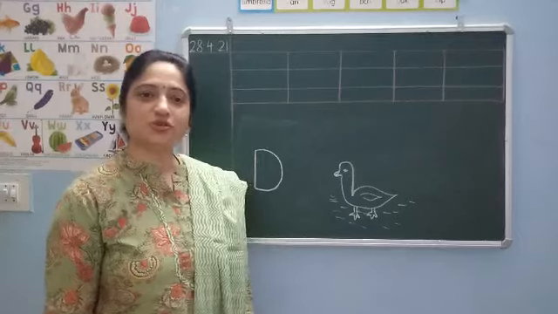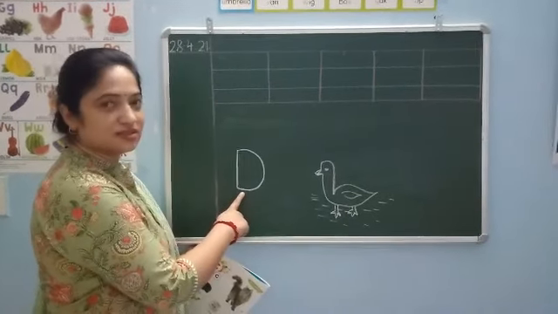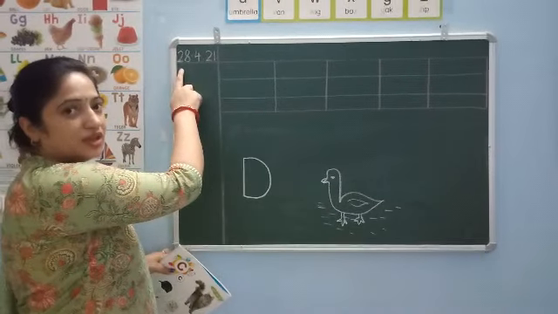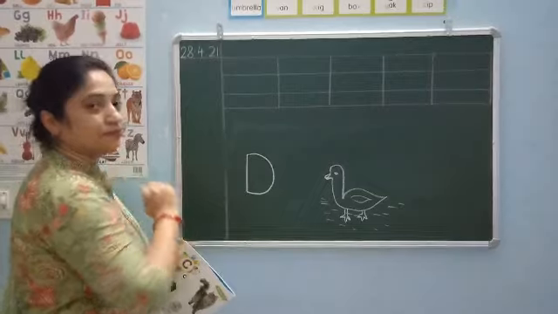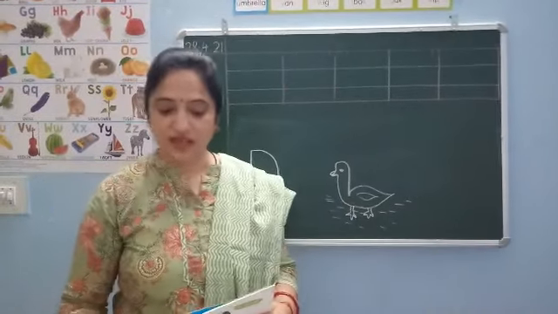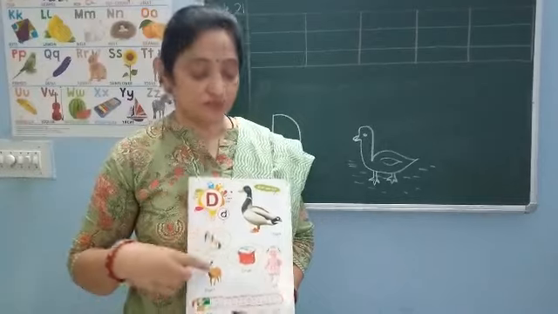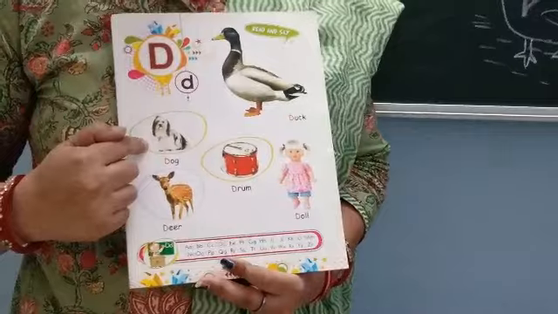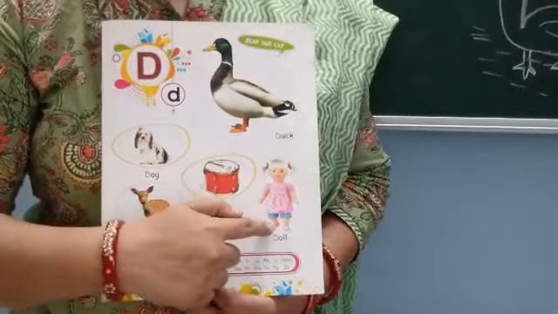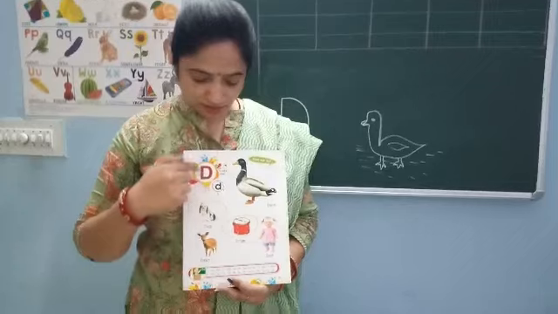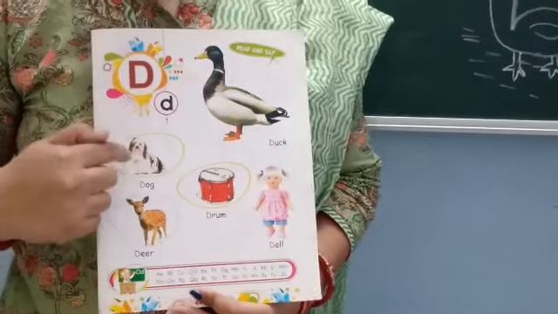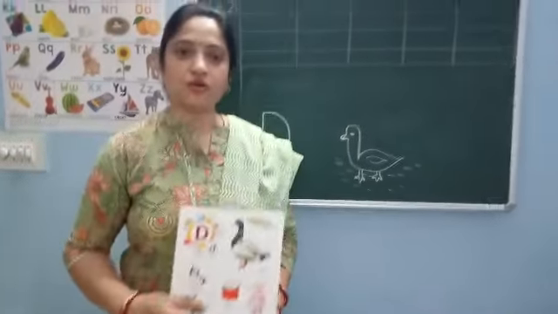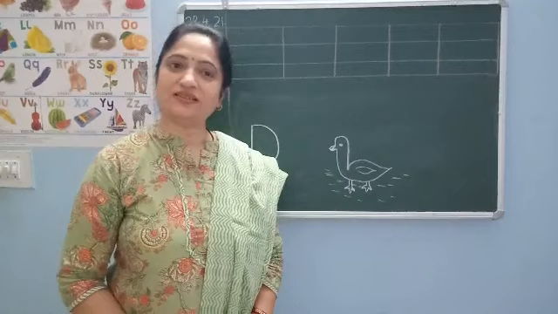Children, today I will teach you to write capital D. Look here, this is D. D for duck. This is today's date, children. Today is 28th April 2021. But before writing D, children, let's have a look. There are many things which start with letter D. D for duck, D for dog, D for deer, D for drum, and D for doll. Let's say them again. D for duck, D for dog, D for drum, D for doll, and D for deer. Now, let's learn to write capital D.